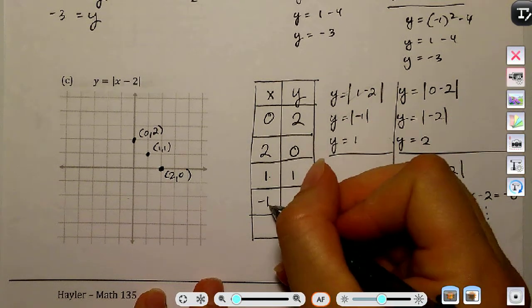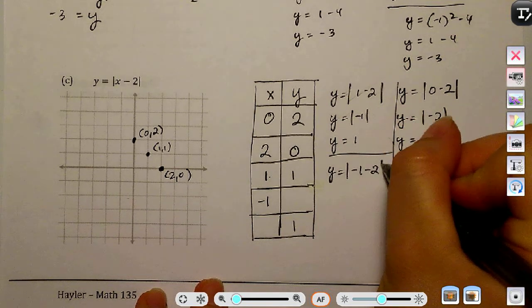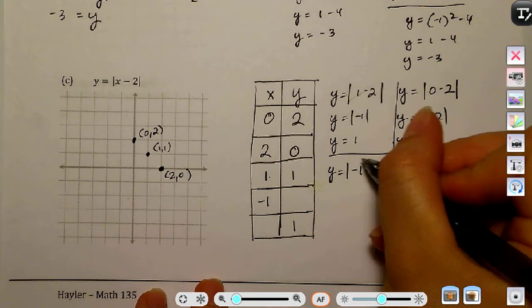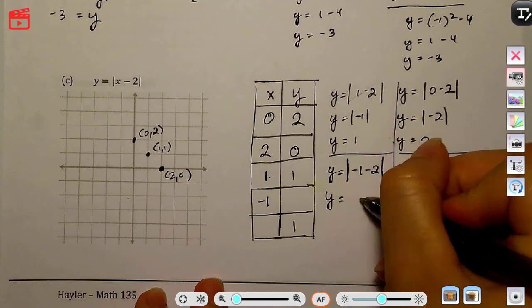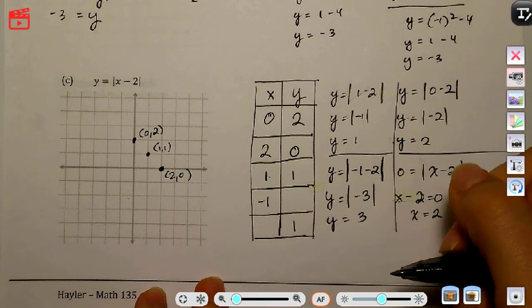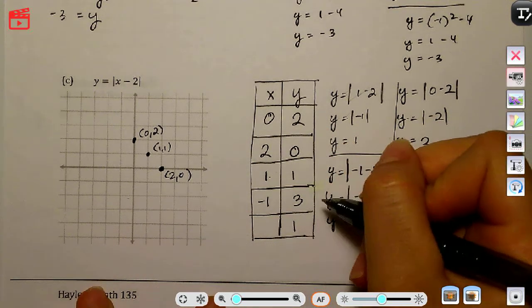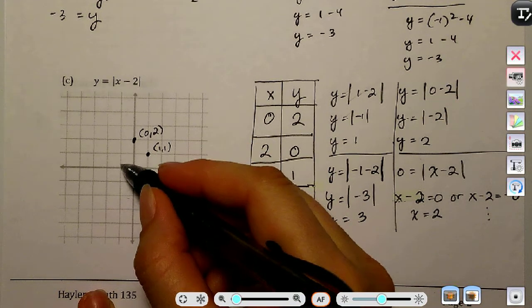Next one we have is x is -1. So y equals -1 minus 2. Wow, that's kind of interesting looking. Okay. Y equals absolute value of -3. Y equals 3. So plug that in. Then the point -1, 3. Let's see, -1, 3. 1, 2, 3.